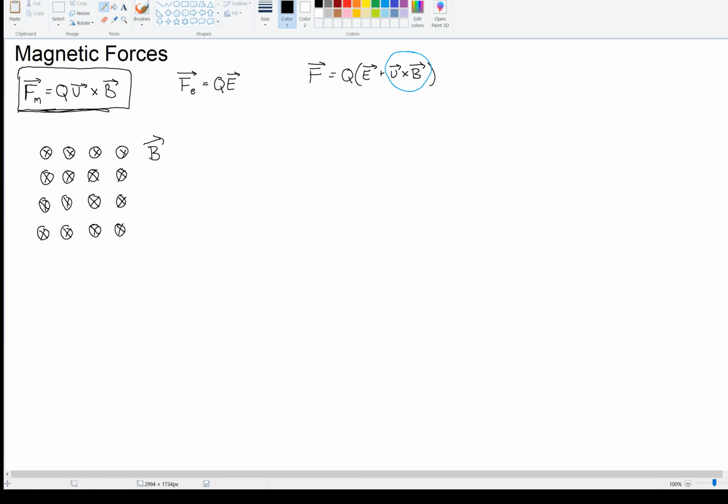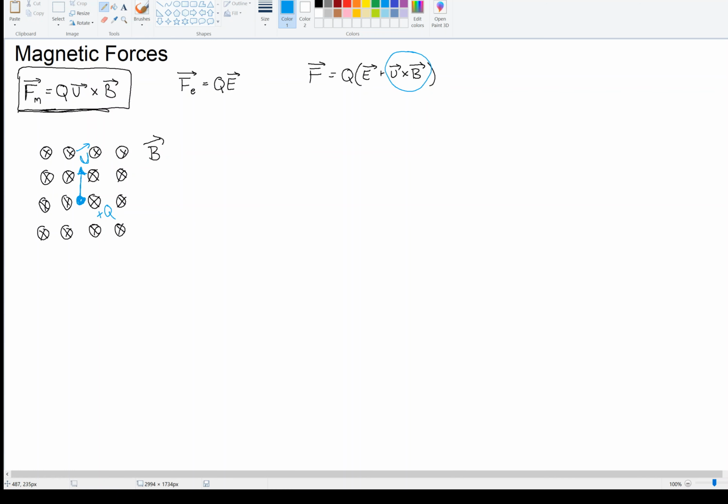And let us also suppose we have a charge in this magnetic field. Here's my charge. And we're gonna say that it's positive for right now, plus Q. And suppose that it's moving up. It has a velocity up. Here's vector u. And we ask ourselves then, in which direction would the force of this thing be? Well, we can answer that with the cross product, with the right hand rule.